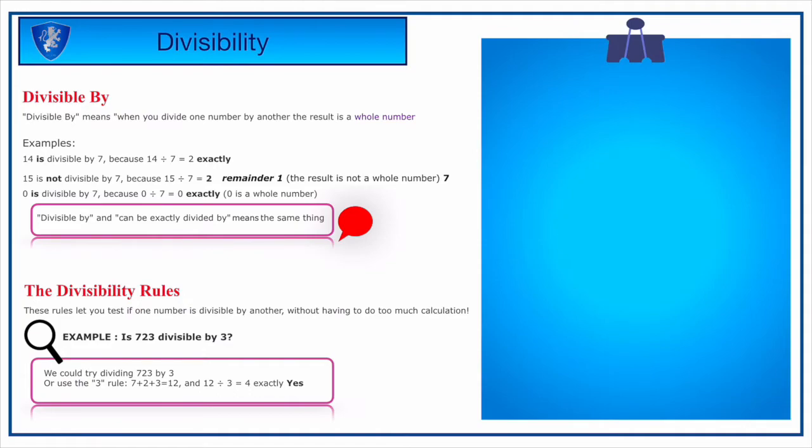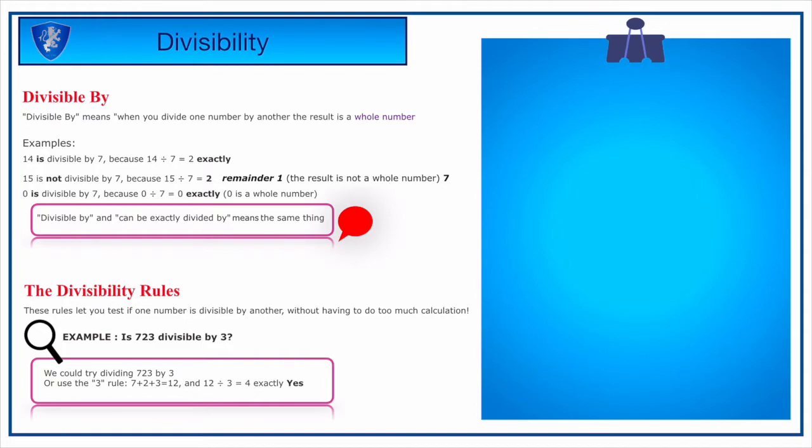And 0, by the way, for those of you who don't know, is regarded as a whole number. And 0 is divisible by 7 because 0 divided by 7 is 0. So divisible by and can be exactly divided by mean the same thing. That's important to understand.